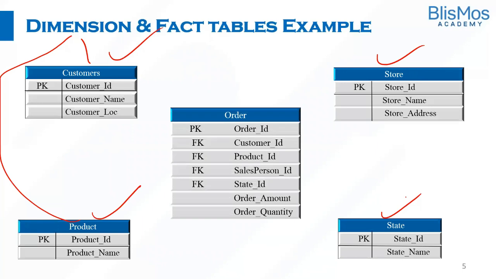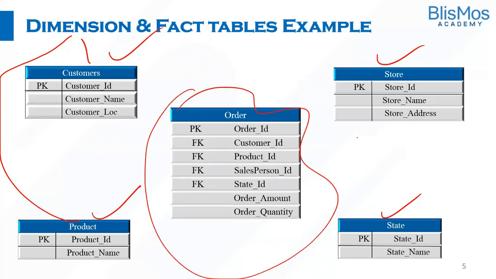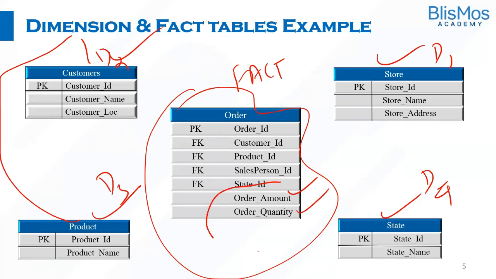So in the center, we have one more table called order. What kind of a table is it? No brainer, right? It is a fact table. So these are dimension 1, dimension 2, dimension 3, dimension 4. Why is this guy a fact table? Because you can see there is an order amount, order quantity. These are facts. These are measurements.